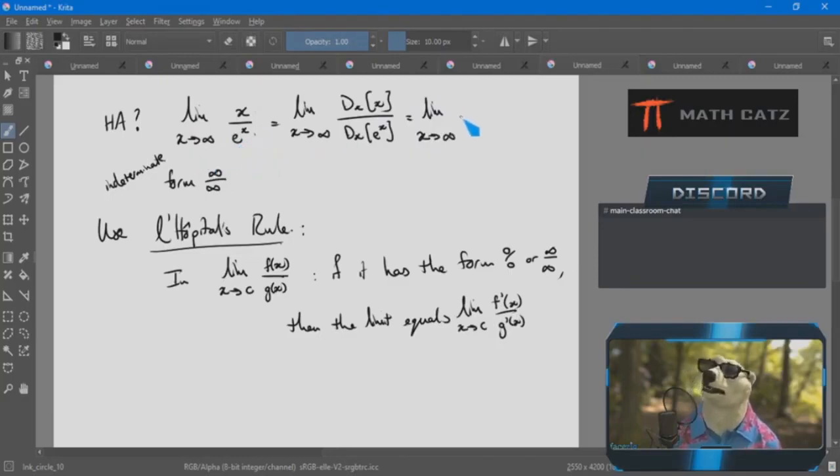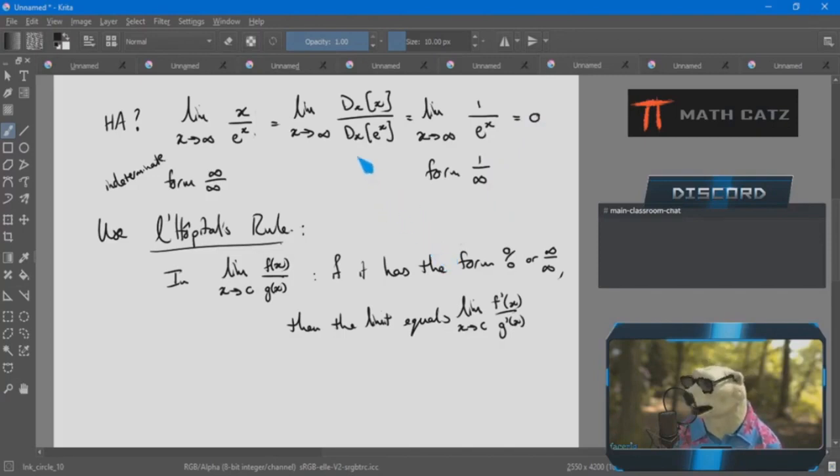I don't have a rational function shortcut anymore. Derivative of the top is 1. Derivative of the bottom is e to the x. What is the form of this limit? 1 over infinity. And we've seen before, if the numerator is constant and the denominator blows up, the whole thing shrinks down to 0.